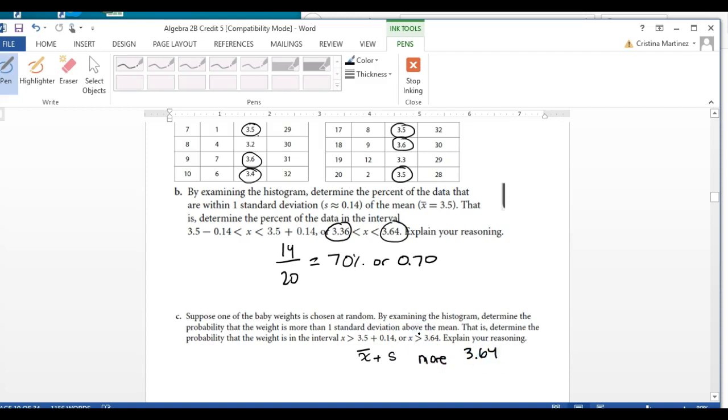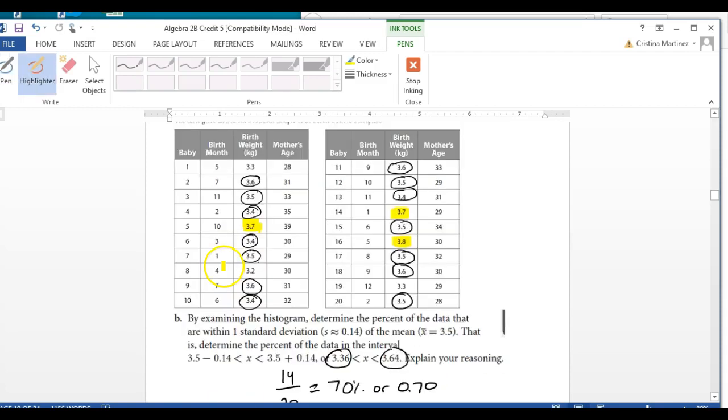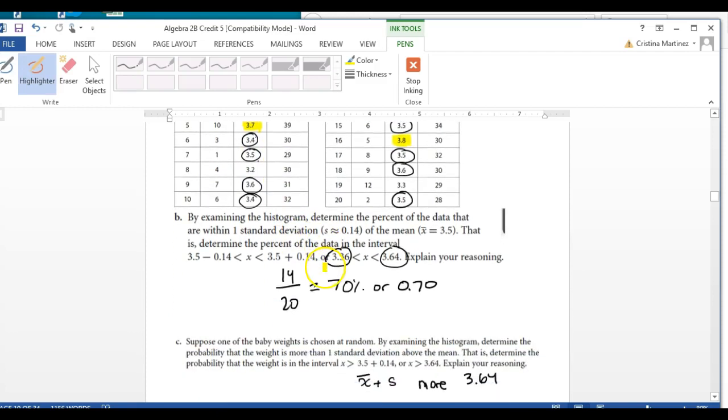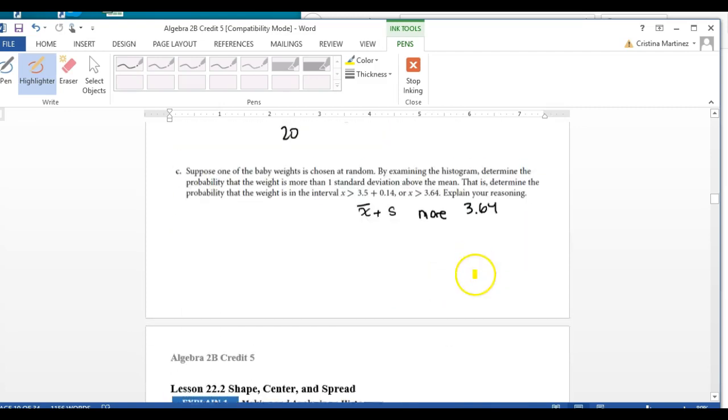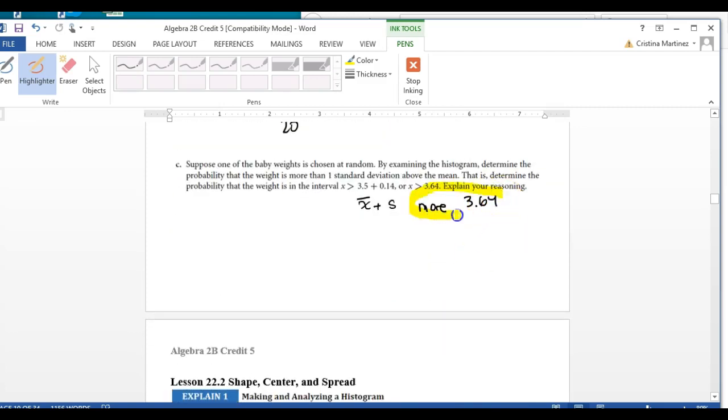Okay, and I'm going to highlight that for us. As you can see here, we were able to highlight about 3 values that were more than 3.64. So that's about 3 values out of 20. So let's work that out as a decimal and change it to a percent. And if you divided that out, you should have gotten 0.15 or 15%.